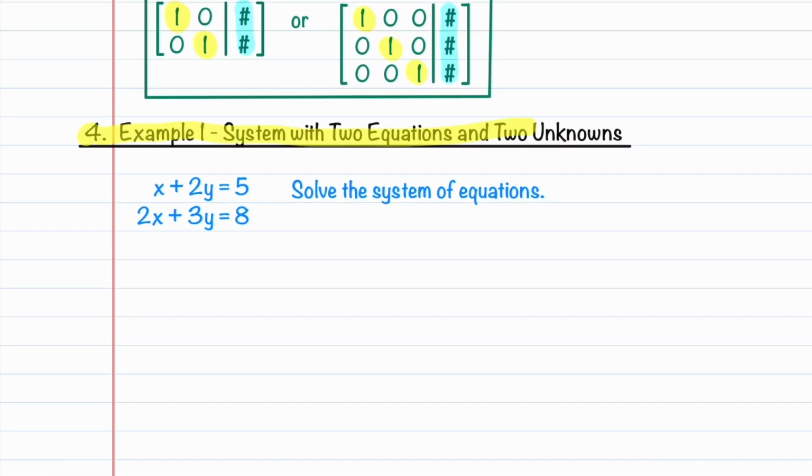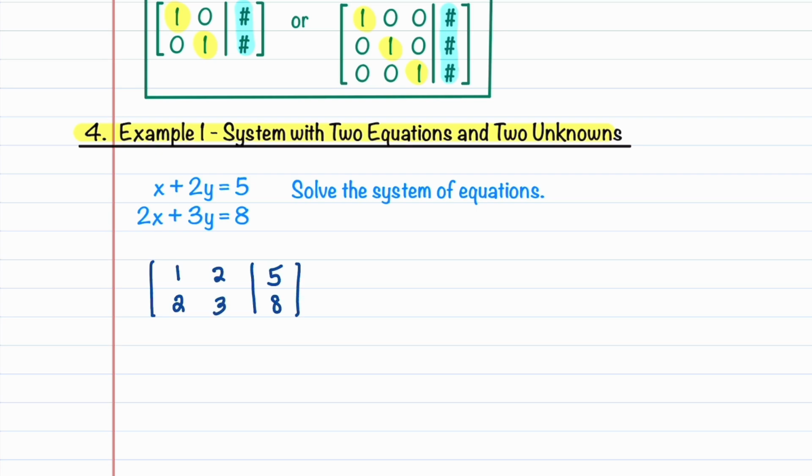Let's now walk through our first example. We have a system of equations with 2 equations and 2 unknowns. We are going to start by putting our equations into an augmented matrix. We've already done this, so you know how this works. We have a 1, a 2, and a 5, and then a 2, a 3, and an 8.